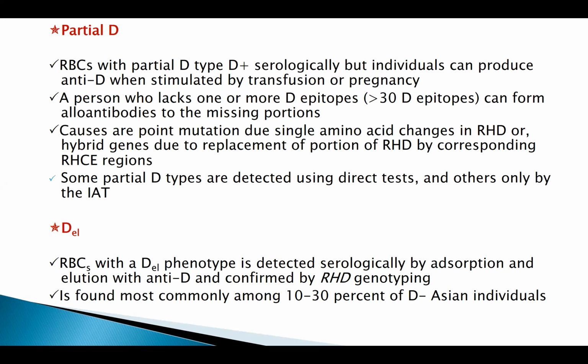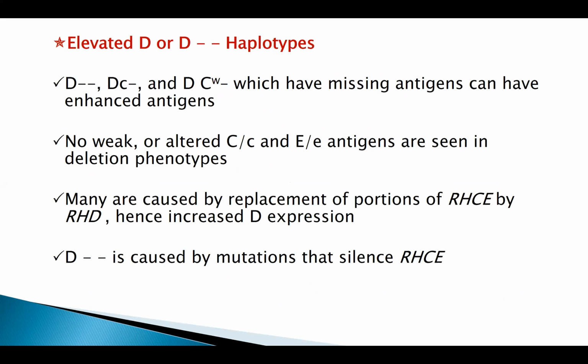D elution: RBCs with a D elution phenotype are detected serologically by absorption and elution with anti-D and confirmed by genotyping techniques. Most of the D negative Asian individuals, actually the Aleut and the Inuit, have depressed D antigen, which presents as Rh negative. Deleted D or D-dash-dash haplotypes are when the Rh antigens are missing completely or partially.